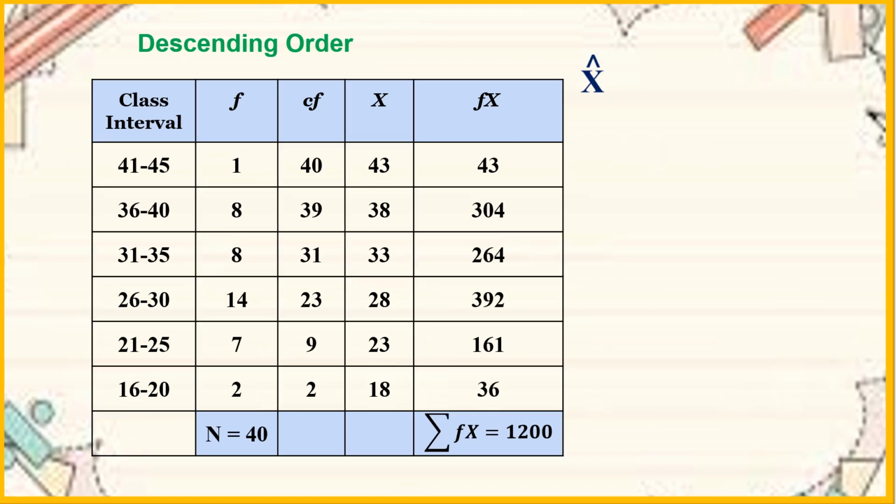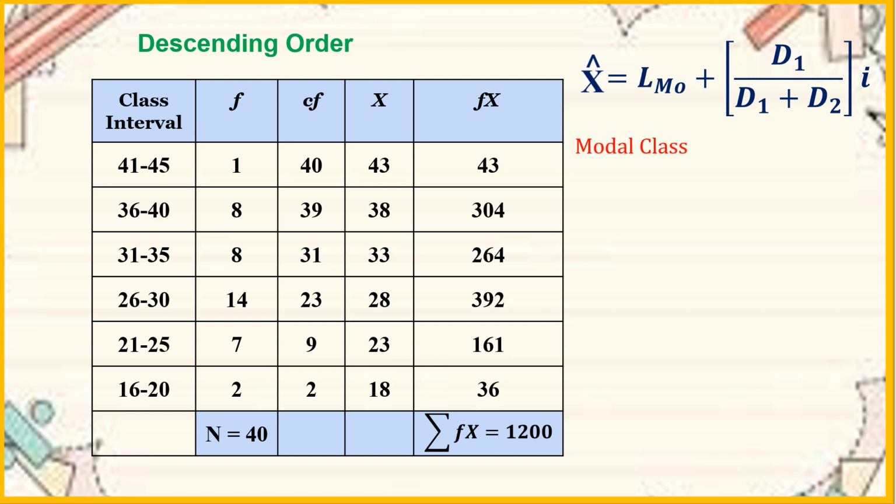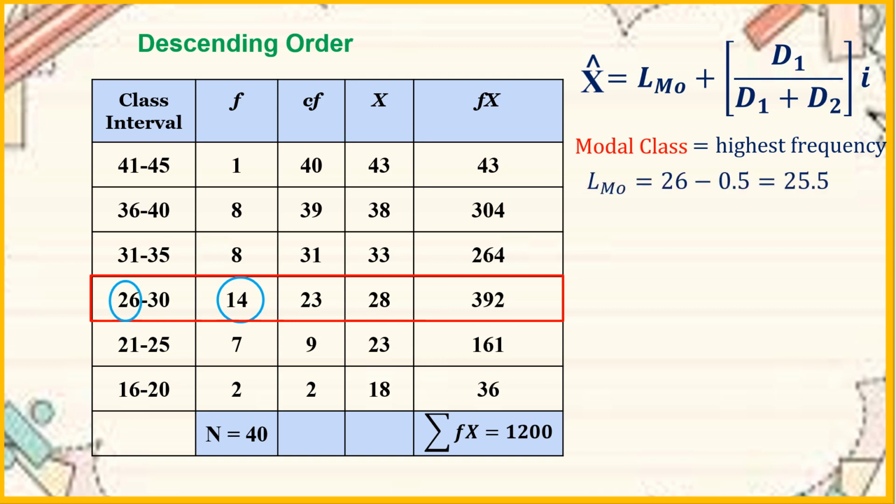Now let us solve the mode. Using the same formula, first we are going to determine the modal class. To determine the modal class, it is the class with the highest frequency. Taking a look at F, which number is the highest? Correct, it is 14. So therefore, this is our modal class. From our modal class, we are going to determine the other values given in the formula. First, the lower limit of the modal class, which is equal to 26 minus 0.5, which is equal to 25.5.